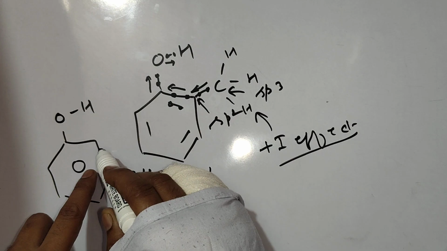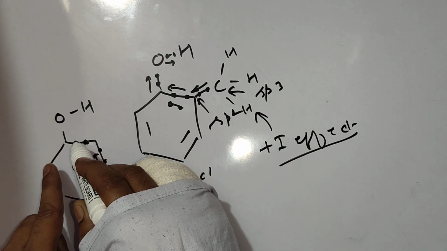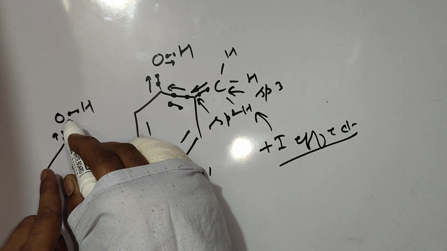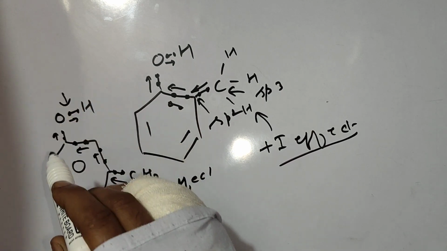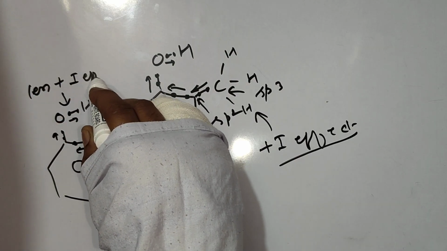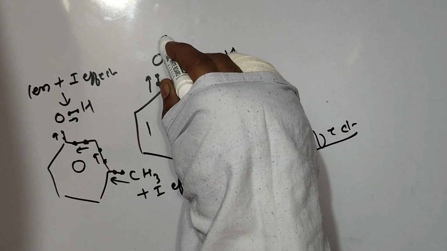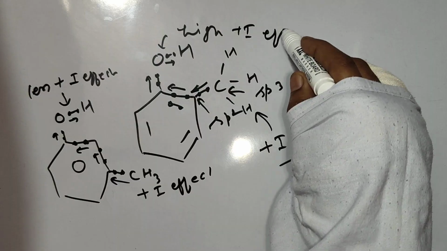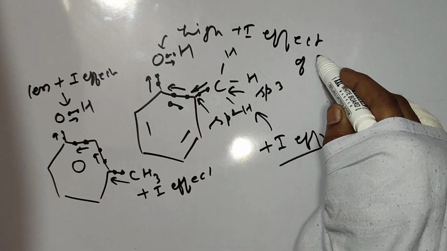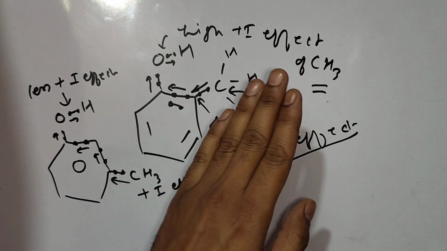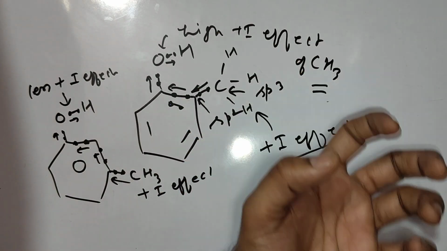But the OH group will feel very little of it because the distance is too much. Now this OH group is feeling very little plus I effect of CH3, and here it is feeling a high plus I effect of CH3. That's it. In this video, we have understood plus I and minus I effect, and that it depends on distance.